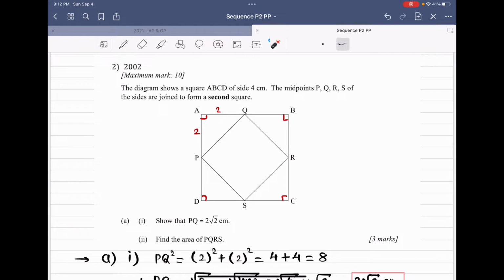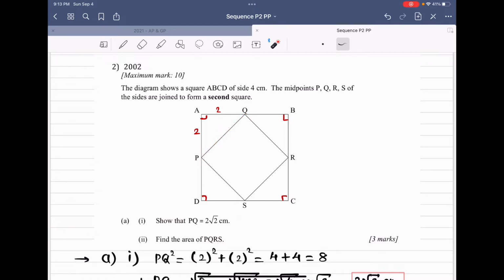The midpoints of the sides are joined to form a second square, PQRS. So you can see here there is a PQRS. Basically every side is now divided into 2, and by connecting them you are forming another square. Show that PQ is equal to, that means the side of the new square is equal to 2 root 2 centimeter.